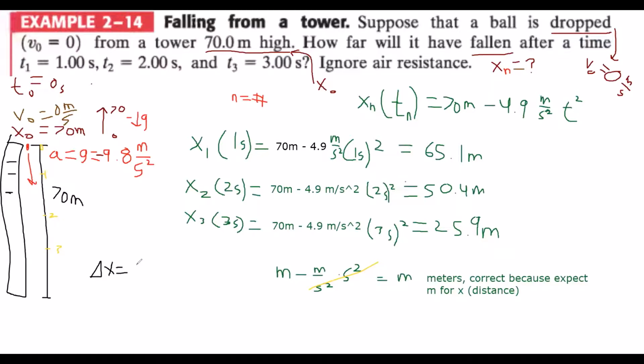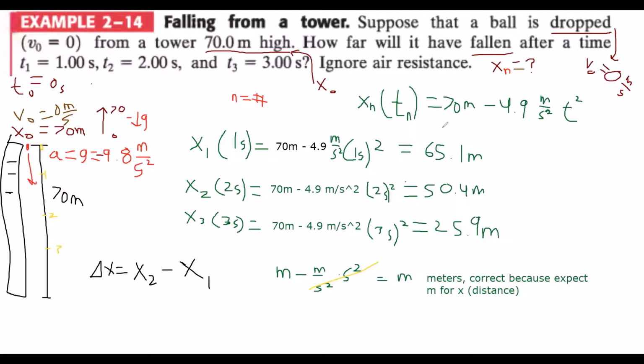So x2 minus x1. Here you are going to expect it to be negative because we set the 70 as our positive direction. I did it this way because this is the more typical, intuitive way of doing it. The top of the building is 70. So I just wanted to make sure you guys knew how to do the signs for that.